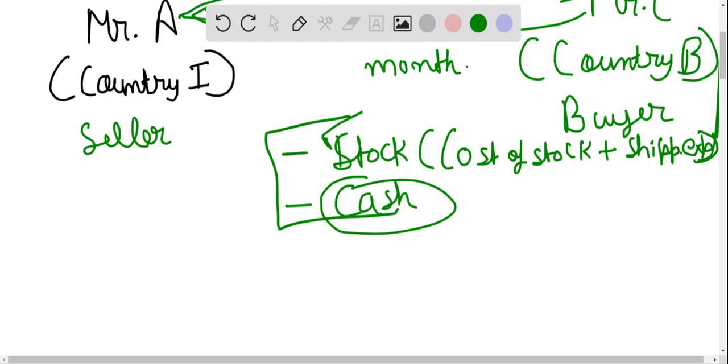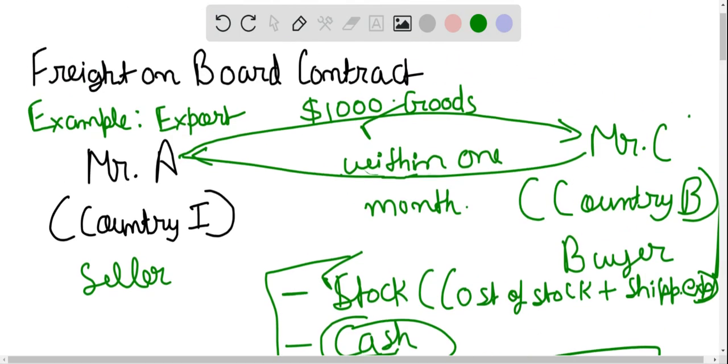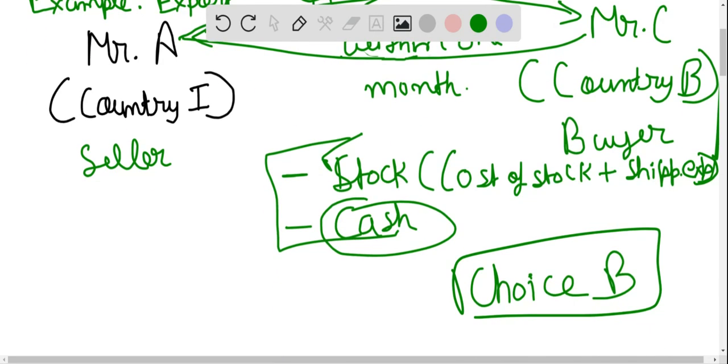So it means that we have identified our solution that matches with choice B, that stock and cash account will be affected if this transaction happens. So I have stated the example of an export transaction with regard to freight on board also. You can refer to the example for the complete solution. However, choice B is the correct answer. That's all for our solution.